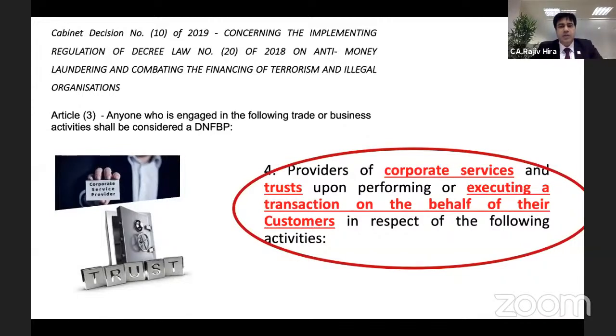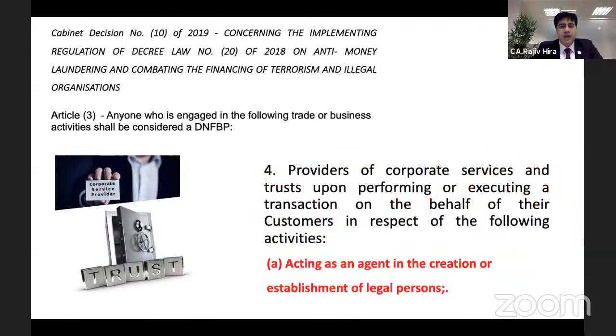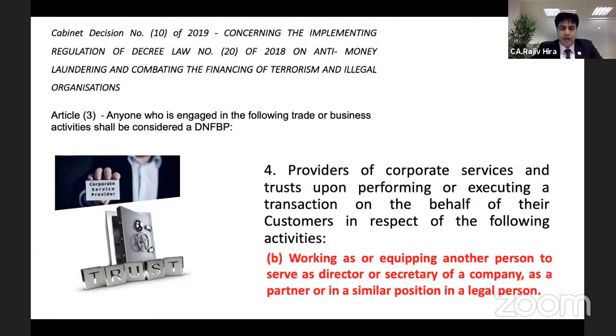In this case, we are talking about a corporate service provider or a trustee acting on behalf of their customers. That means the funds of the customer, you are taking control either as a legal person or a legal representative, and you are managing the show from a customer's or company's perspective. All those factors become part of a CSP and bring it under the umbrella here. Equipping another person to serve as a director or secretary.